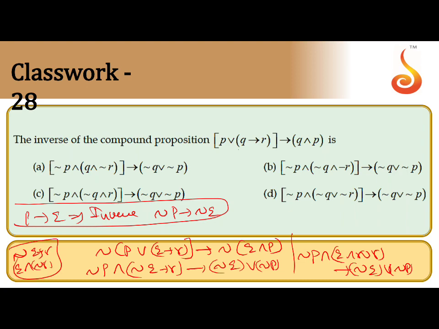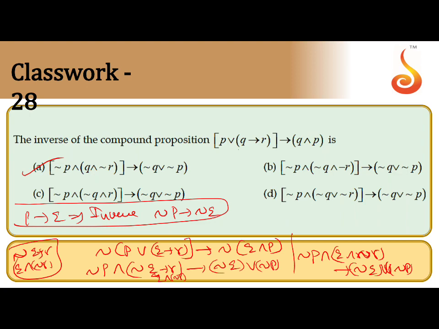So now check the answer. Which option is matching? Negation of P and Q and negation of R implies negation of Q or negation of P. Only the first option is matching. So do it slowly. This value gives Q and negation of R, which is here only. So I hope you understand.